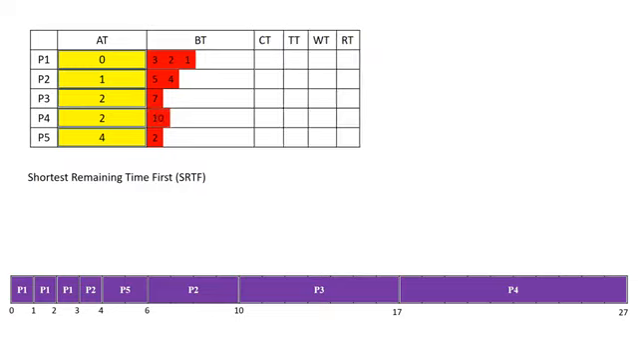At this point, we can calculate completion time. We can find the turnaround time by taking the completion time minus arrival time. And we can find the waiting time by taking the turnaround time minus burst time.